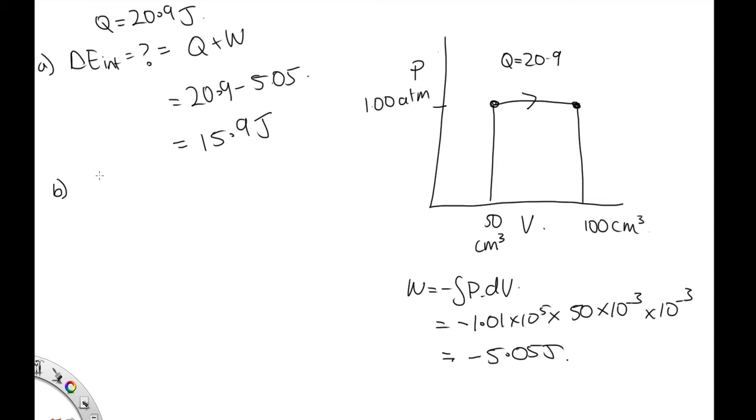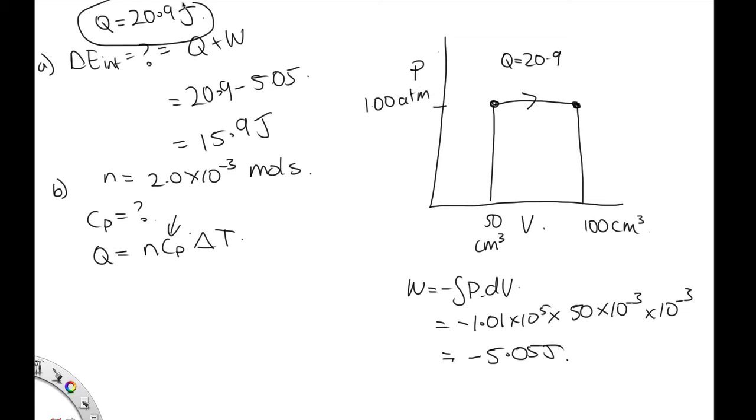Part B said that n was equal to 2.0 times 10 to the minus 3 moles, and we were asked to find Cp. And we know that for a constant pressure process, which is what we have here, Q is equal to nCp delta T. Okay, so we're trying to find this. We know Q, we know how much heat was added, we're told up here. And so now what we need to do is work out the change in temperature.